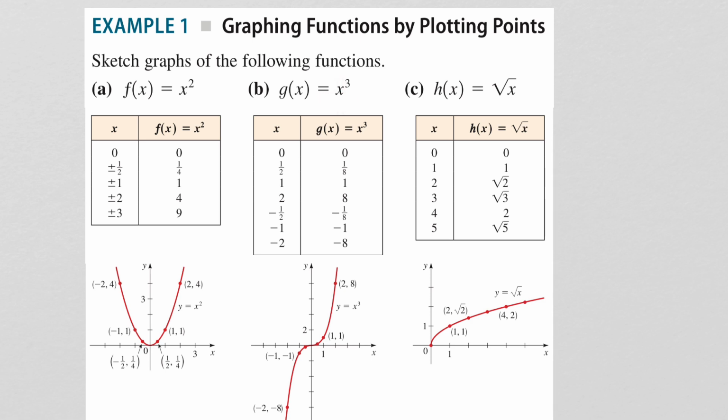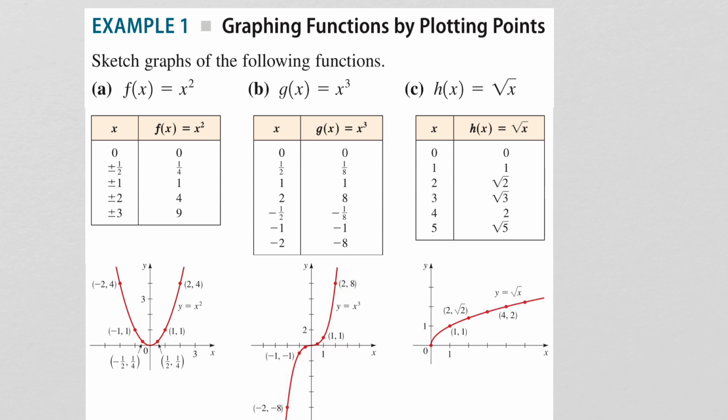X cubed is a little bit different. The reason it's different is because when you cube a negative number, such as -2, it stays negative, right? So if you plug these numbers into the function x cubed, you observe these values, and when you plot those, you get this function here.